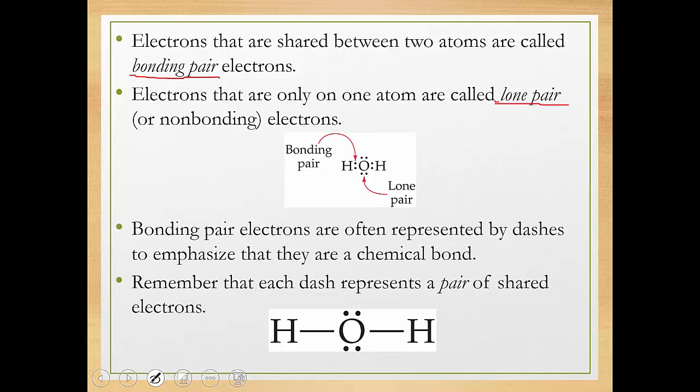Just joking. Bonding pairs of electrons, very often in order to simplify the visual representation of the structure, will get represented by a dash between the atoms to represent a chemical bond. If you are going to do this, remember that each dash represents a pair of shared electrons. So this is the equivalent of those two dots. This is the equivalent of the two dots that we had. Okay, so that's what's being represented by those dashes. That indicates a bonding pair of electrons. Every dash counts as two electrons. Okay, so one dash equals two electrons.